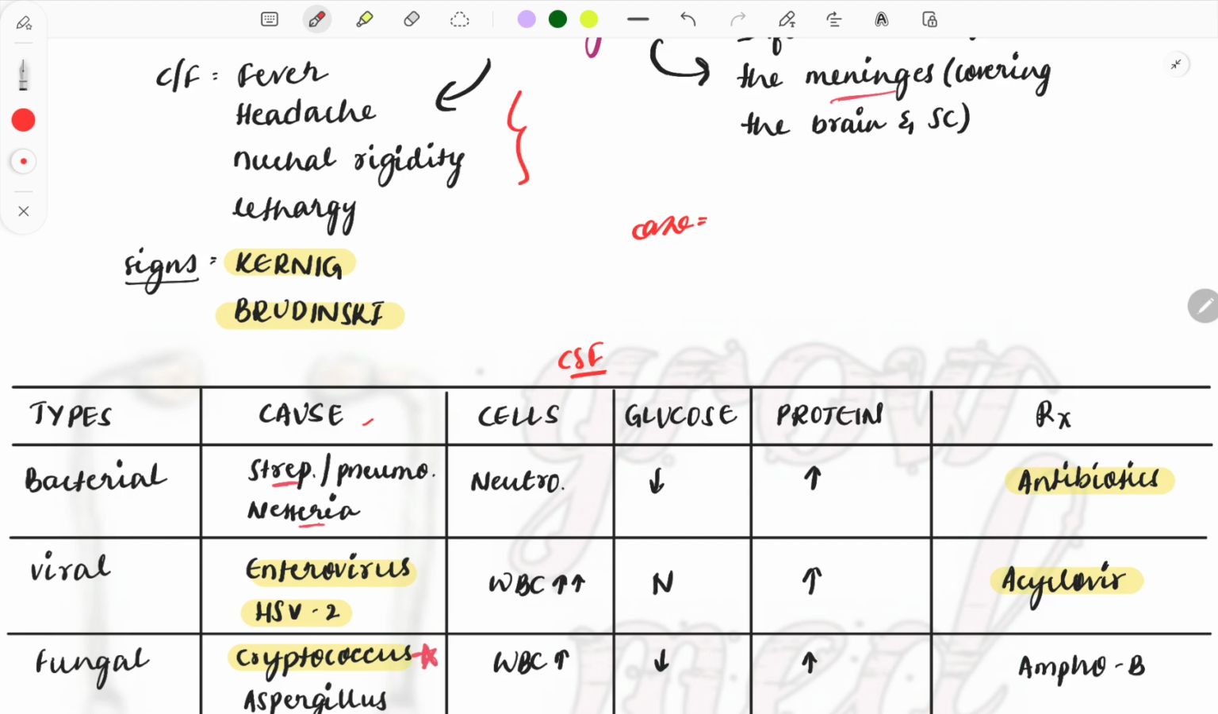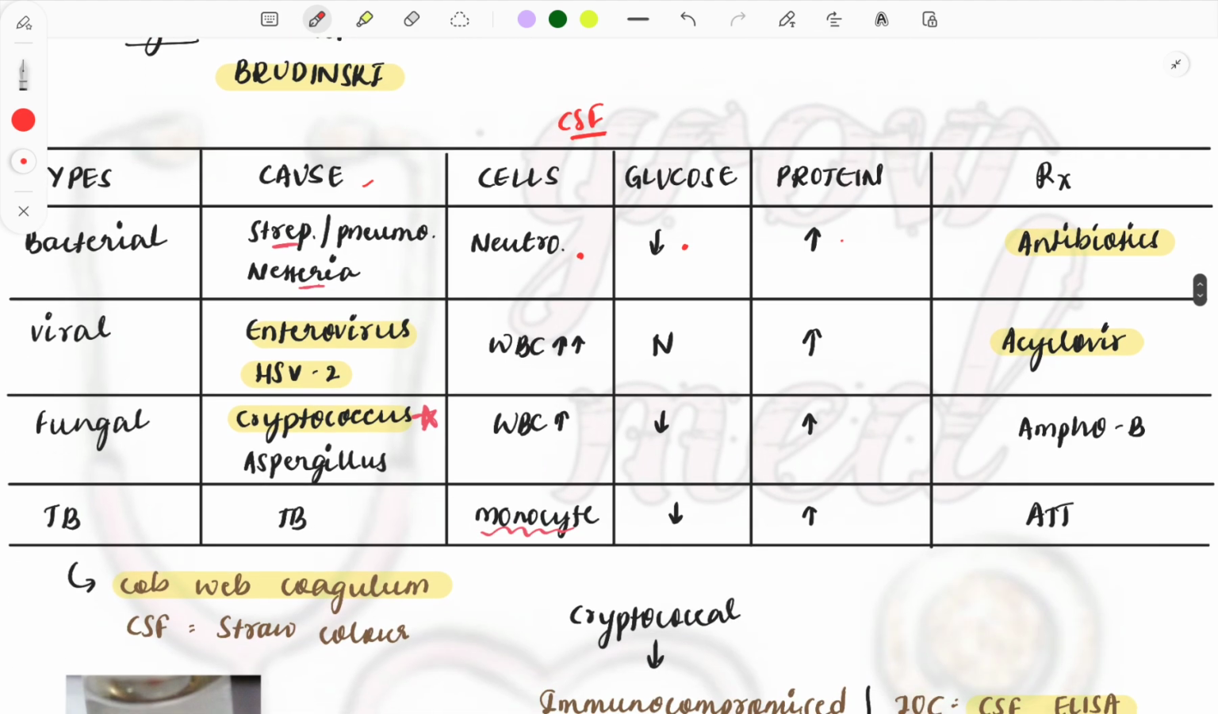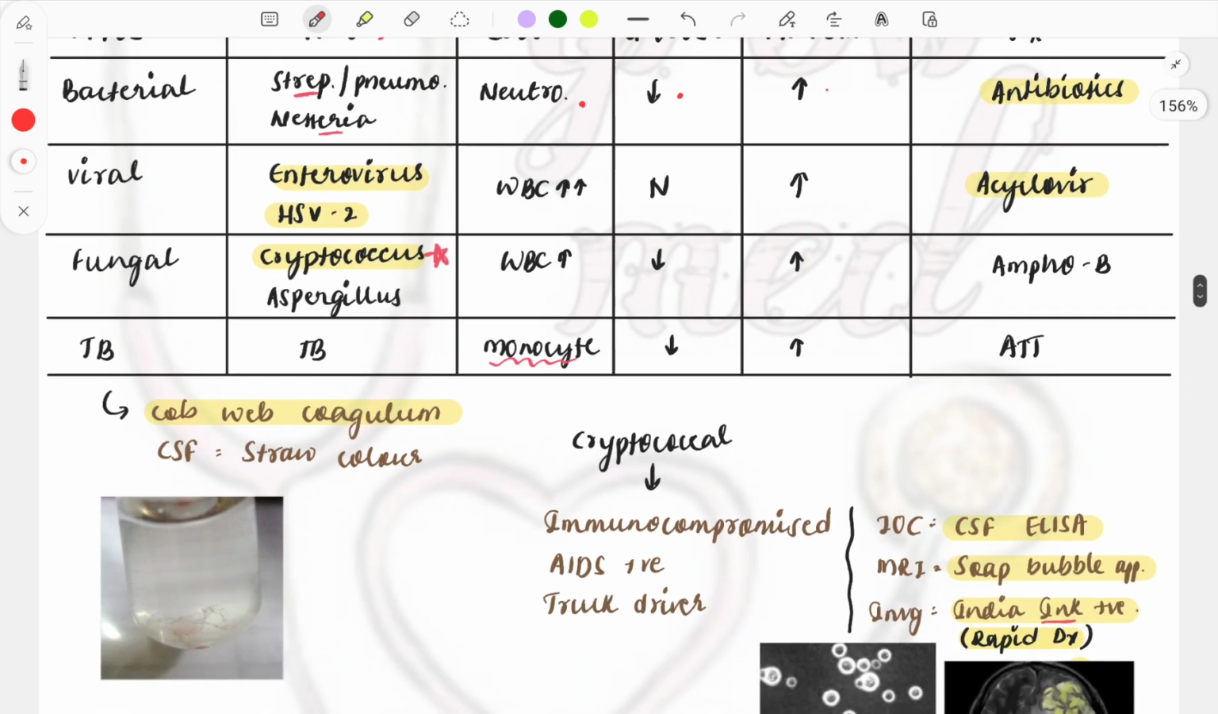You suspect meningitis and on examination you see findings like neutrophil predominance, the CSF sugar is low and the proteins are increased. So what kind of meningitis is it? It is bacterial. They can also ask the causative organism or the treatment. So this is the chart which you need to mug up.